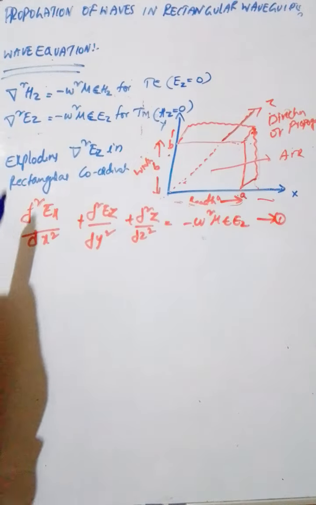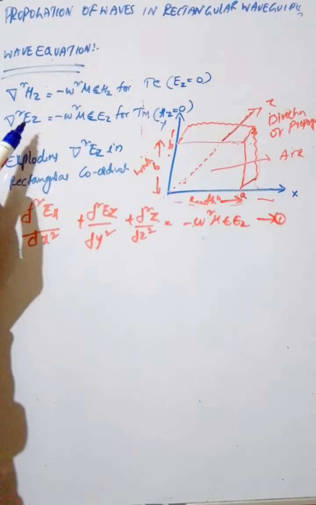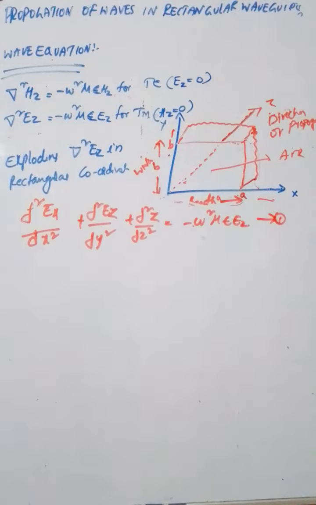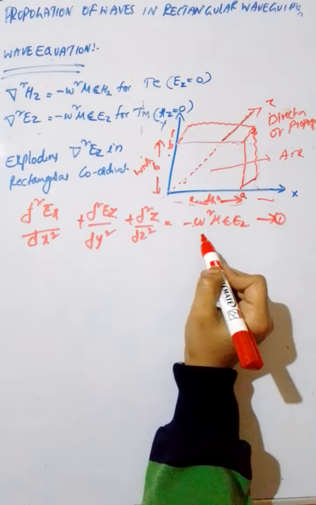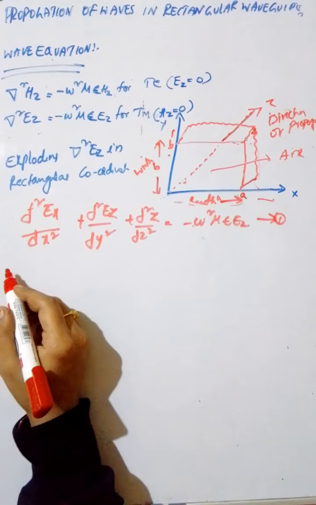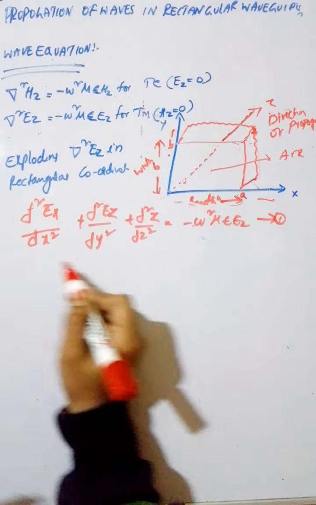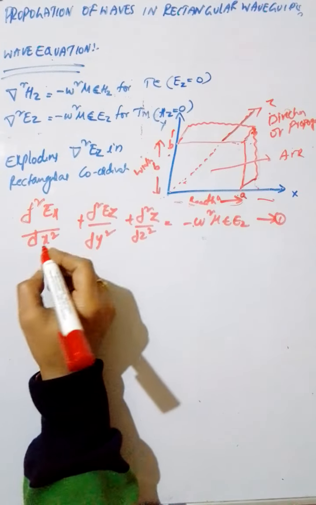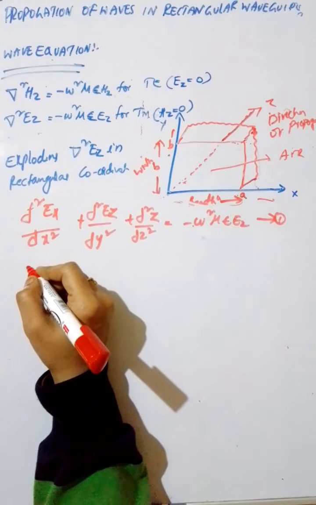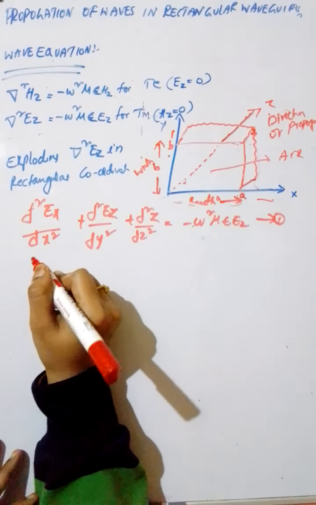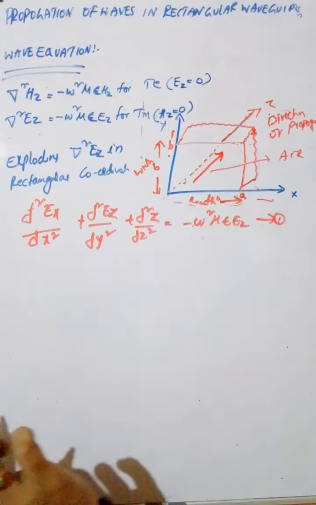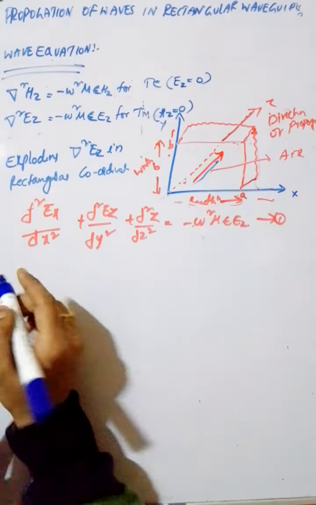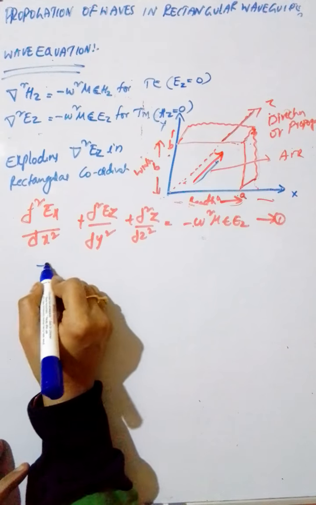Now I am equating this electrical field in rectangular coordinates. This one is our equation, and this equation is equation 1. Now the wave propagation is in the z direction. In this z direction, the wave propagation, how?